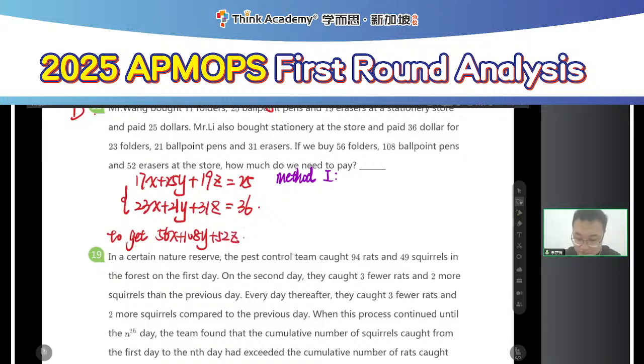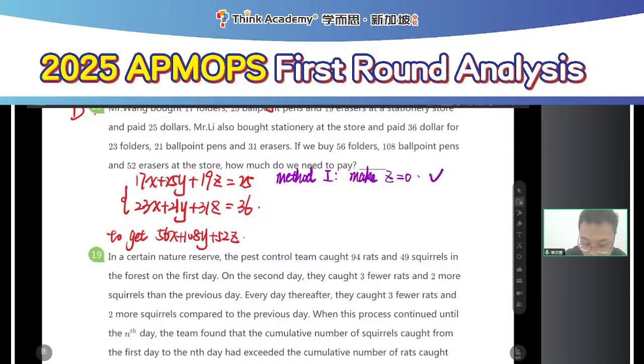Method one is a very tricky one, but it works. Obviously, all the values of X, Y, and Z would make this happen. So method one is to make Z equal to 0. We just give Z the value 0, then we can solve for X and Y. And then we use X and Y to find out the answer, right? So this is the first way.